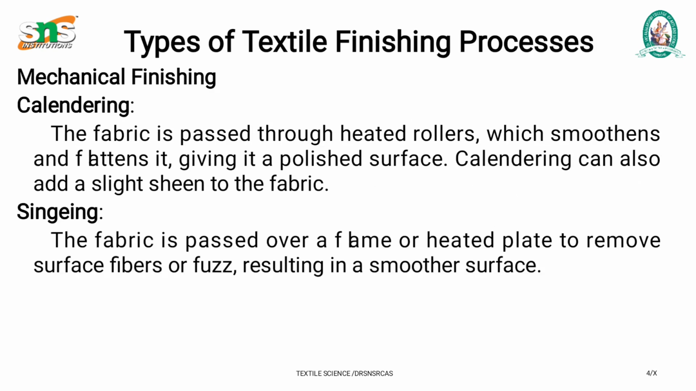Types of textile finishing processes. First one is mechanical finishing. In that, calendering: the fabric is passed through heated rollers which smoothen and flatten it, giving it a polished surface. Calendering can also add a slight sheen to the fabric. Next, singeing. The fabric is passed over a flame or a heated plate to remove the surface fibers or fuzz, resulting in a smoother surface.